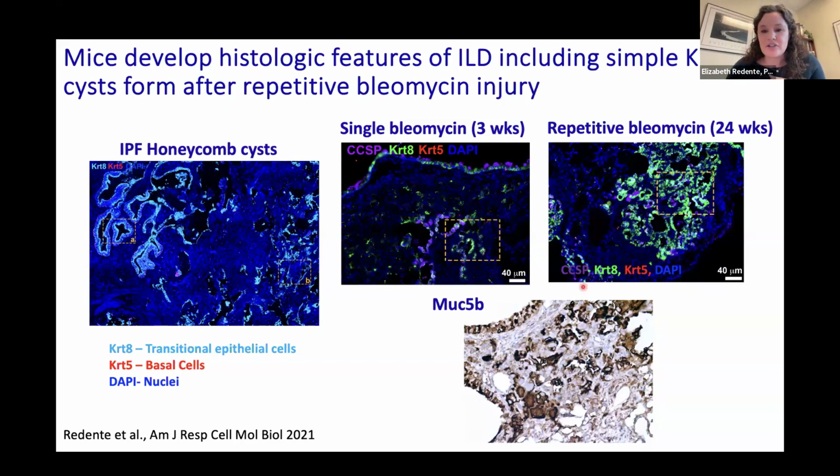Additionally, these cystic structures are expressing MUC5B. So with this idea of repetitive injury, not only are we getting sustained fibrotic disease, sustained fibrosis, we're beginning to see histological changes and protein expression changes that are more reflective of what is seen in a fibrotic patient lung.